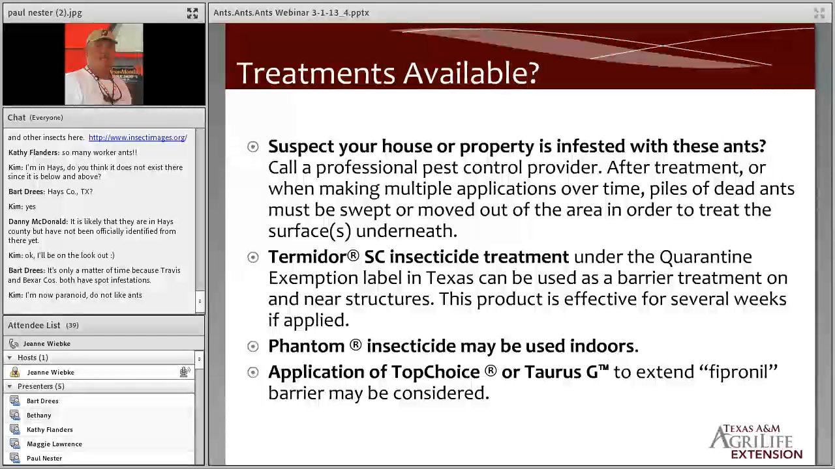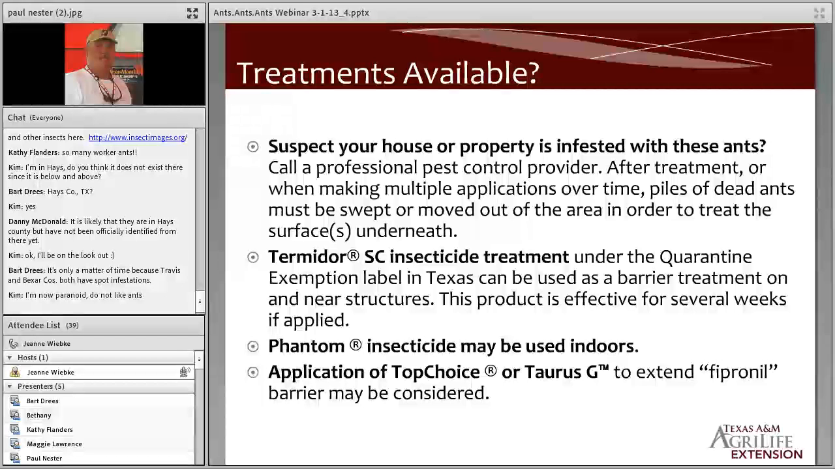In Texas, we have a quarantine exemption label for those counties where the ant has been ID'd. And this product is good and can be effective for several weeks when used appropriately. It only can be used twice a year, so you do want to plan your treatments. Phantom insecticide is the Termidor insecticide has the fipronil as active ingredient. The Phantom insecticide, chlorfenapyr, is an indoor treatment and works real well when used appropriately.